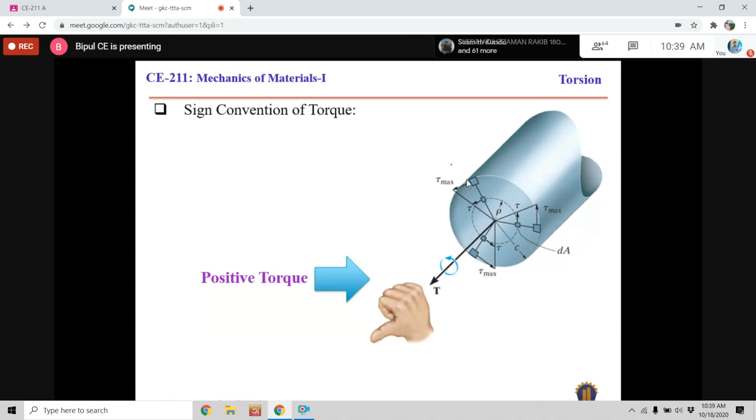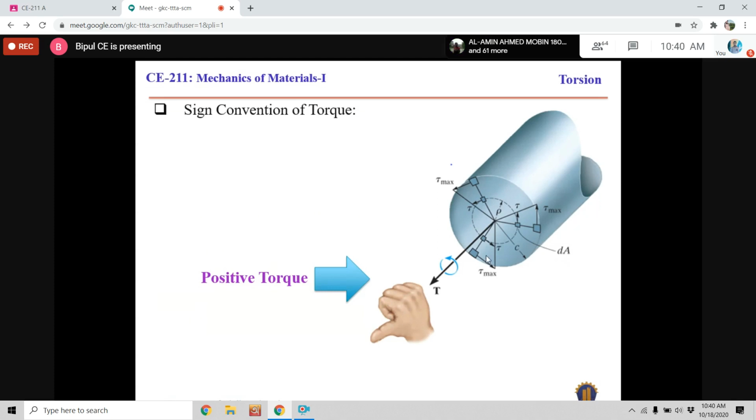This is the cross section of the shaft, and if we hold the right hand, definitely the right hand, the thumb will go away from the cross section. Then the curling of the remaining fingers will indicate the twisting direction of the structure, and that applied torque is known as positive torque.